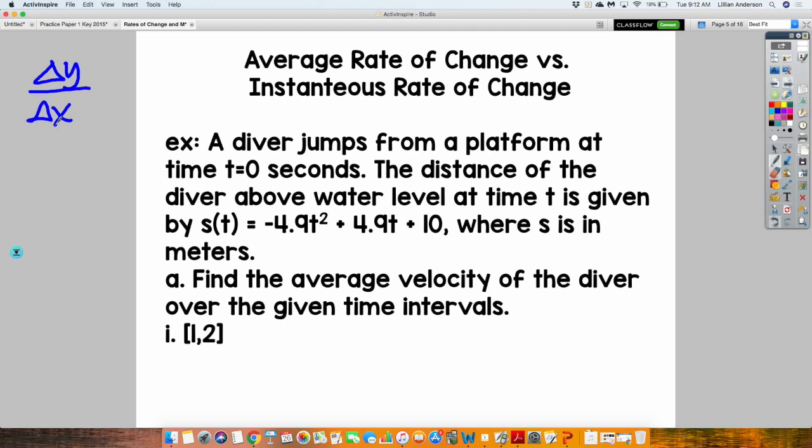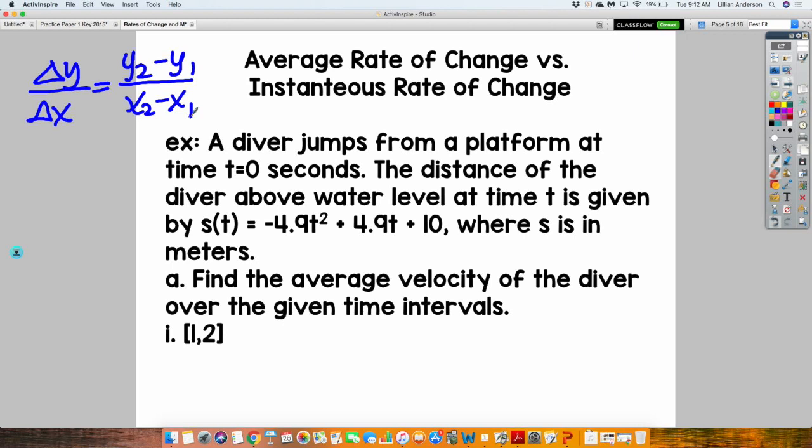What kind of slope? Like when you do y2 minus y1 over x2 minus x1. Yes, old school slope. That is average rate of change, okay? How your y's change divided by how your x's change.